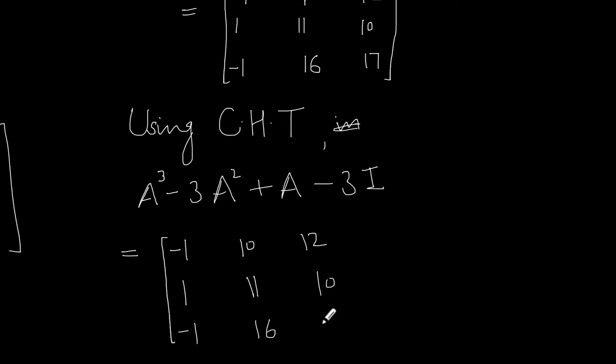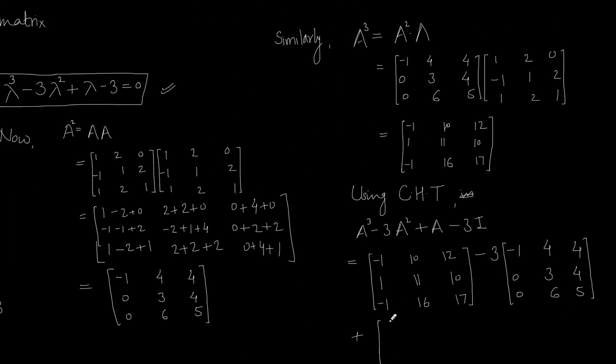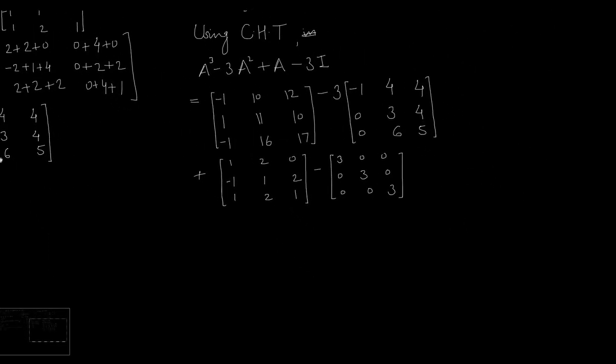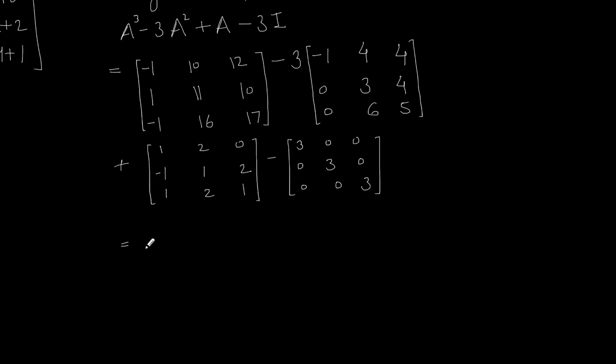So we have obtained A cube as this matrix, minus 3 times A square. We have obtained this matrix A square. Write down matrix A and the identity matrix multiplied by 3. Now we will simplify this matrix equation.